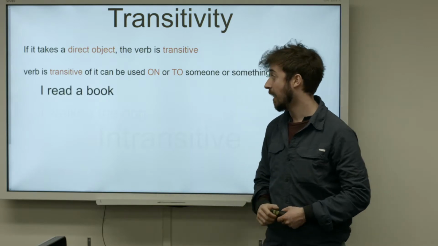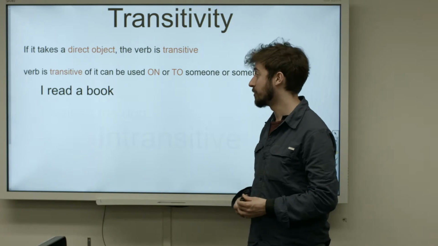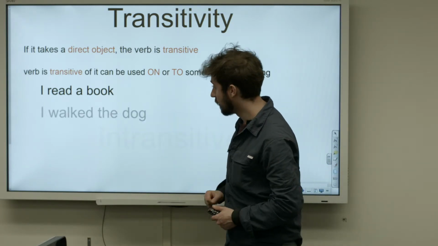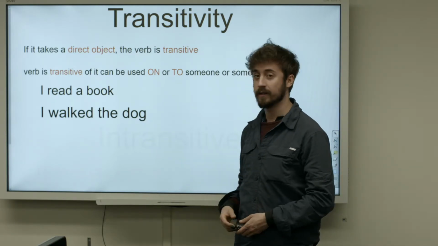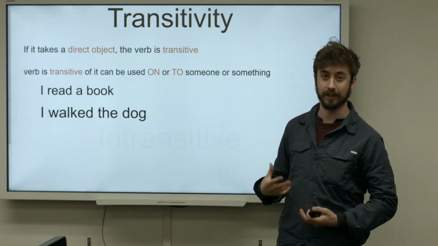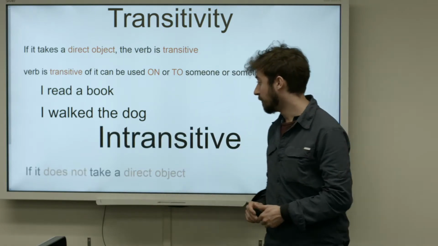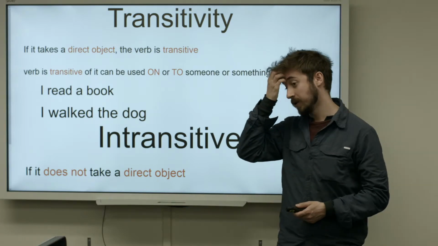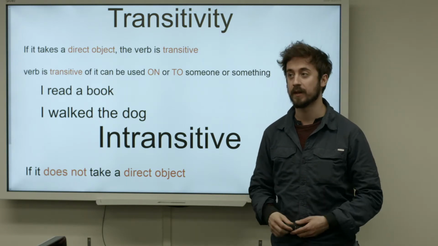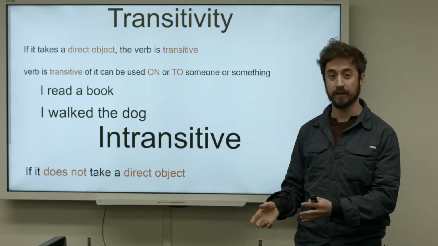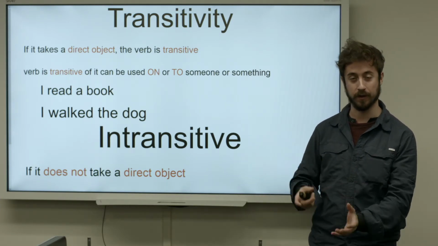For example, I read a book. You're reading a book. It takes a direct object, and the direct object is the book. I walked the dog. In this case, the direct object is the dog, and you're doing it to the dog in a way. Next we have intransitive, and this is just if it doesn't take a direct object. It could just be I walked, or I read. In English, they can be used in transitive or intransitive ways, but in Arabic, you'd actually have two separate patterns to express transitive or intransitive.